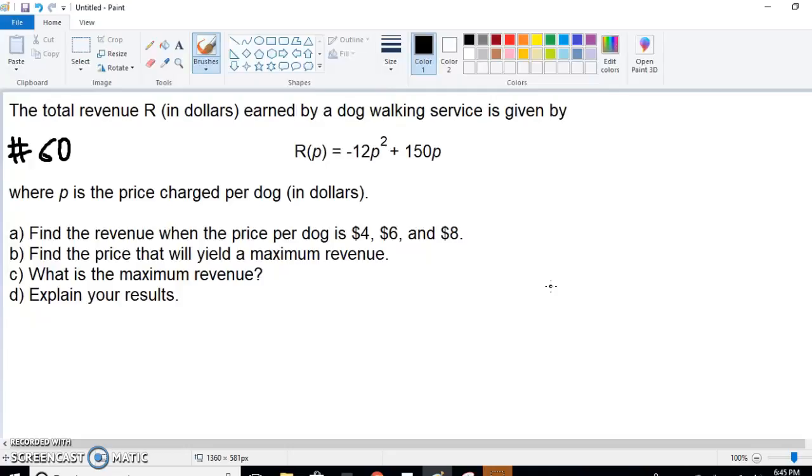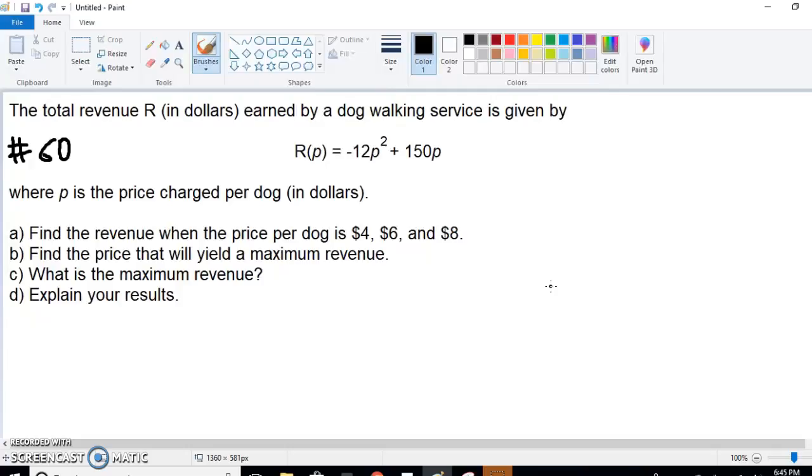Part A, we're going to find the revenue when the price per dog is $4, $6, and $8. B, find the price that will yield a maximum revenue. And then C, find the maximum revenue. Part D says explain your results, but of course I'll be explaining as I go.